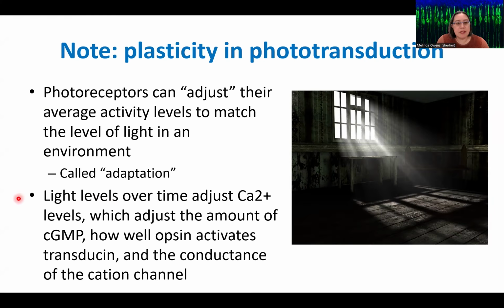How does that happen? That happens primarily with the calcium coming in through those cation channels. So light levels over time will change the calcium levels, and the calcium levels will adjust a number of things, such as the amount of cyclic GMP, how well opsin activates transducin, and the conductance of the cation channel. I'm not going to explore this more. I just want to tell you that this is a thing that you should know about. All right, so that is phototransduction.